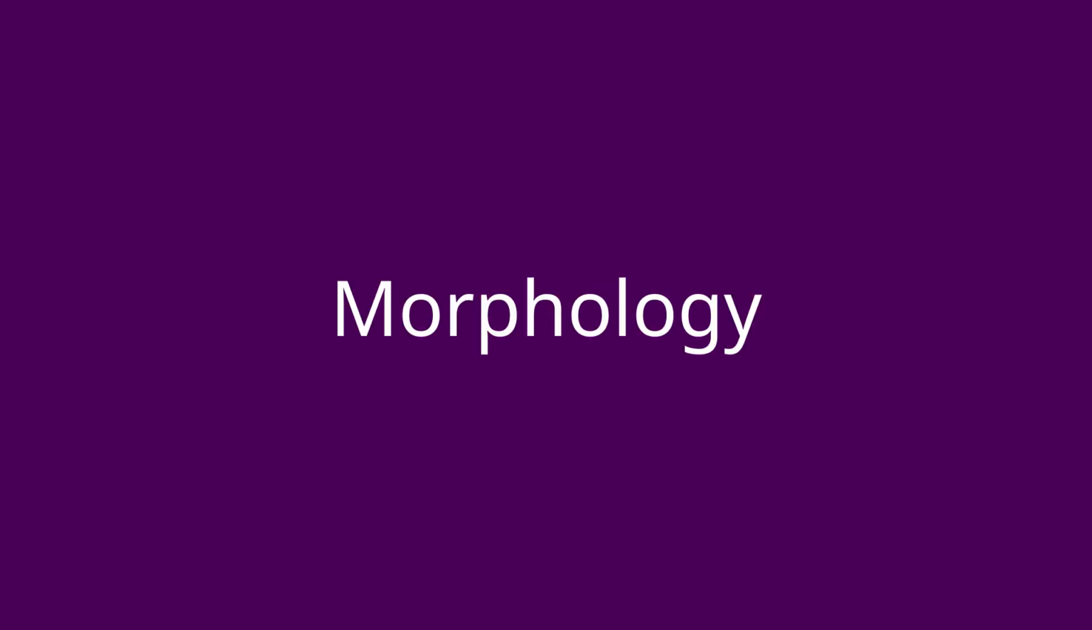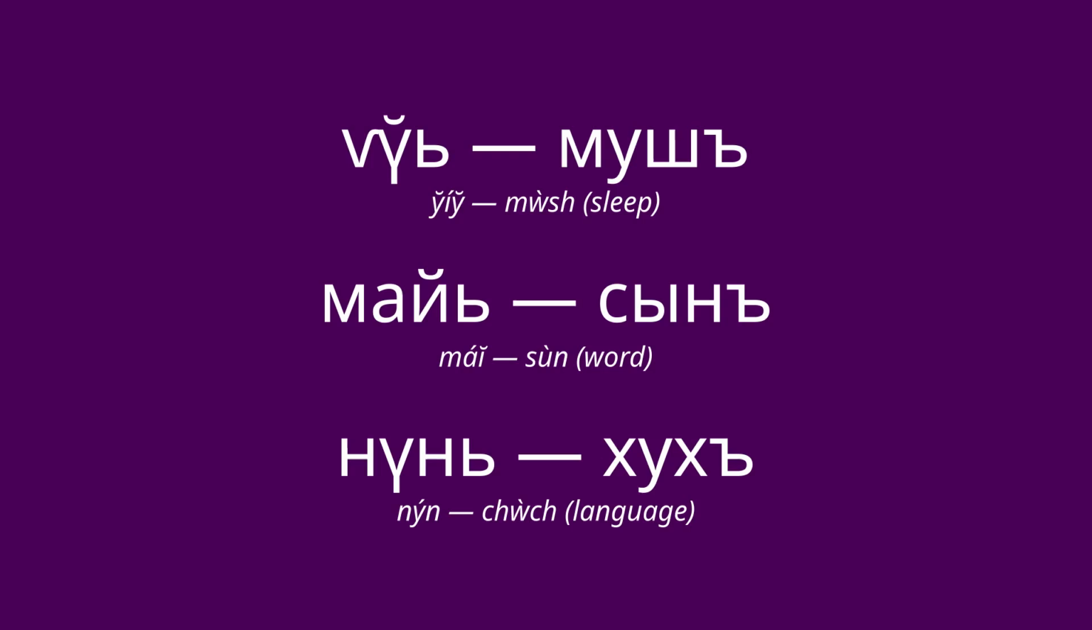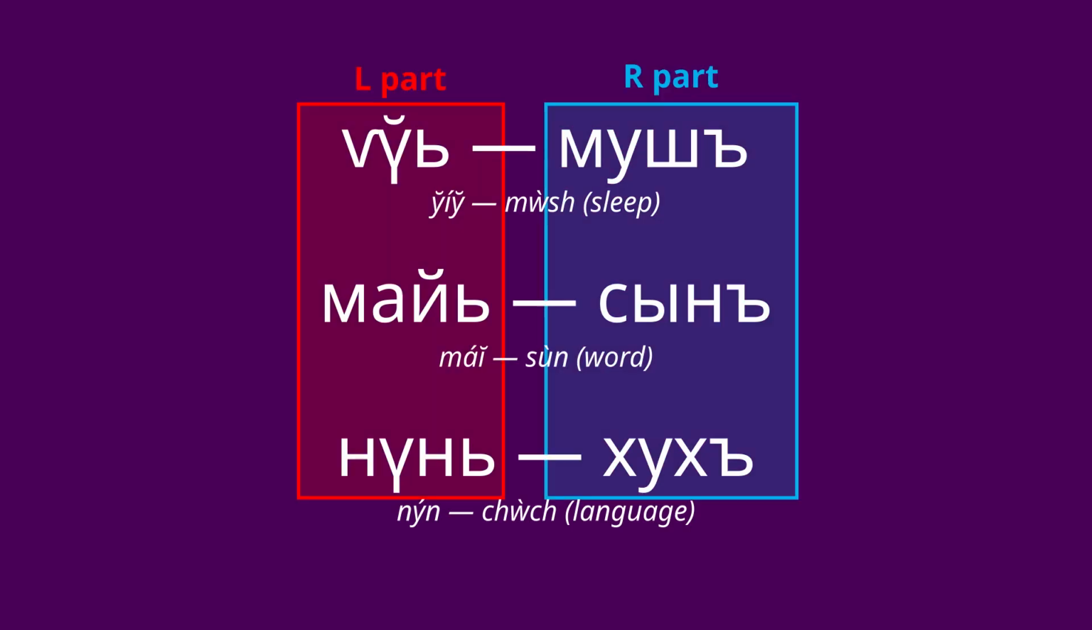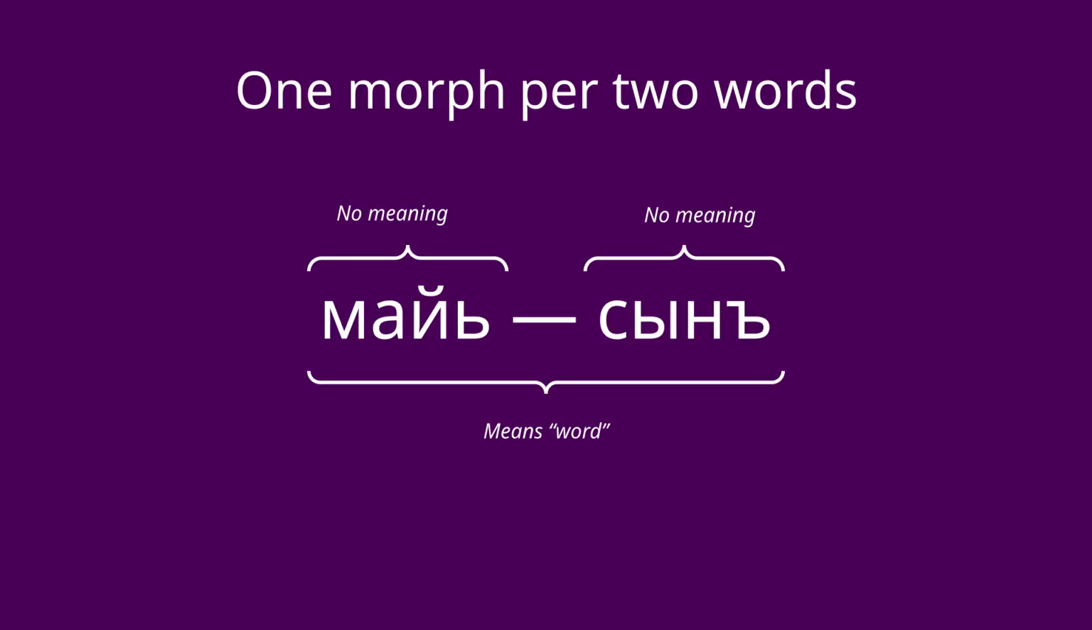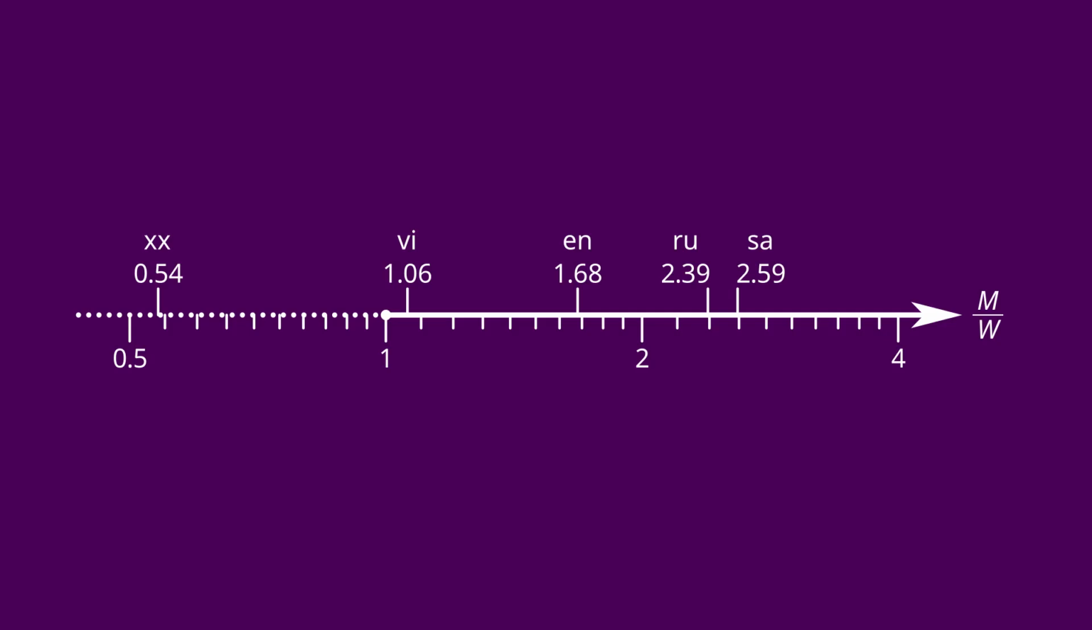Since I made a hypoanalytic language, there's no morphology at all, so let's go straight into the syntax. Meaningful units in the language usually consist of 2 parts, L part and R part. In fact, it's 1 morph per 2 words, which makes the ratio of morphs per words be below 1, the theoretical minimum for natural languages.